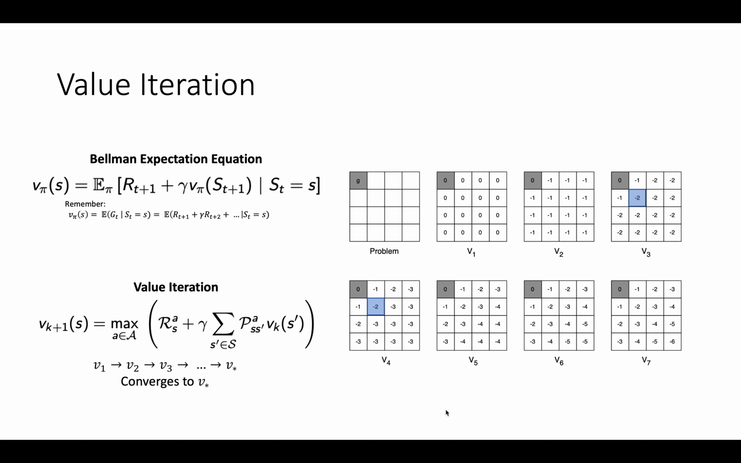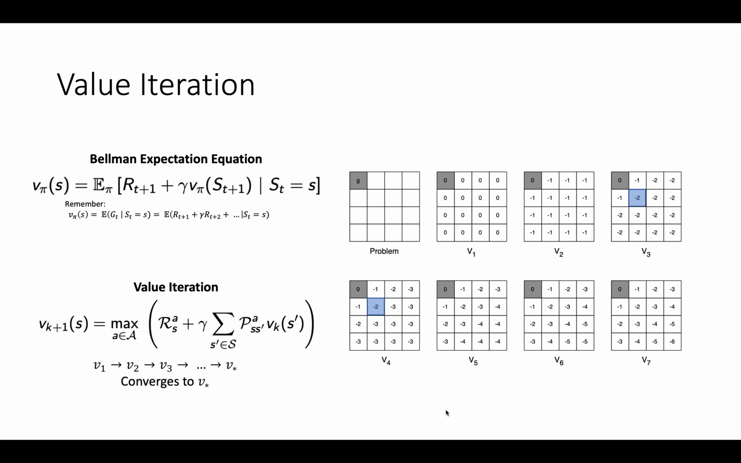Then after we have the optimal value function, we can easily get some optimal policy. For each state, we just consider all the actions and we pick the one that gets us the greatest return.